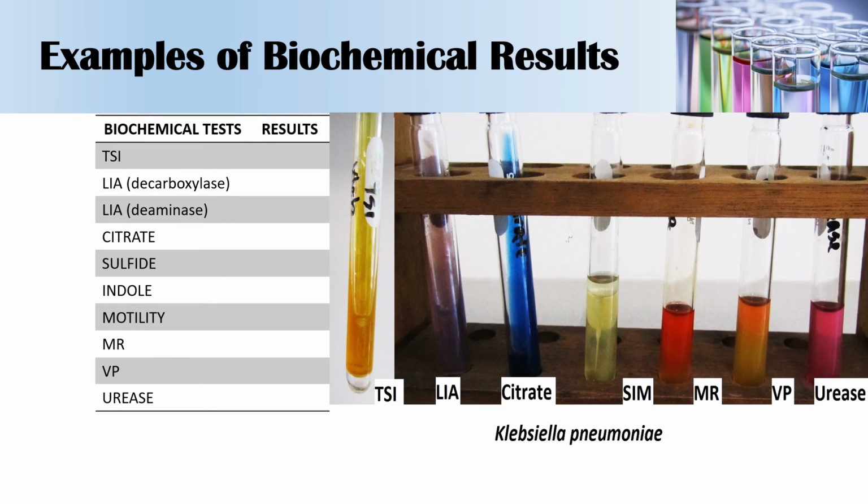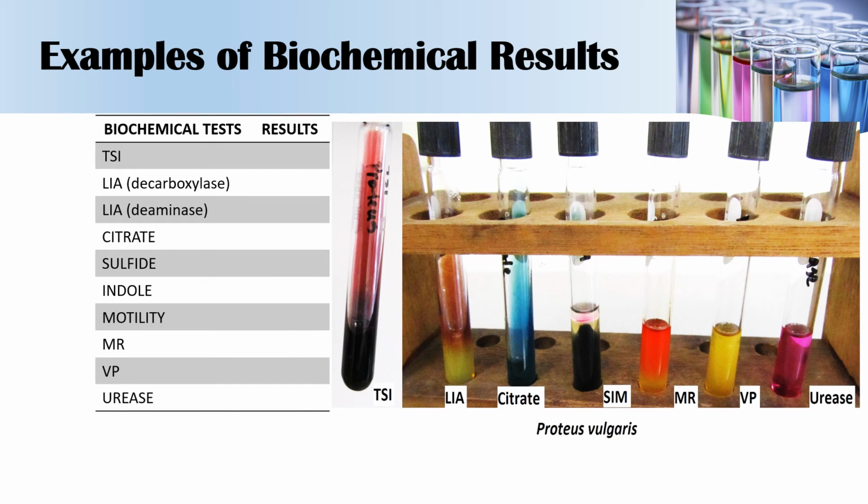Next we have Klebsiella. So Klebsiella is A over AG. LIA is positive. Deaminase negative, citrate positive, sulfide negative, indole negative, motility negative, MR positive, VP positive. So you can see the reddening in the upper portion of the VP tube, and urease positive. So we have pink.